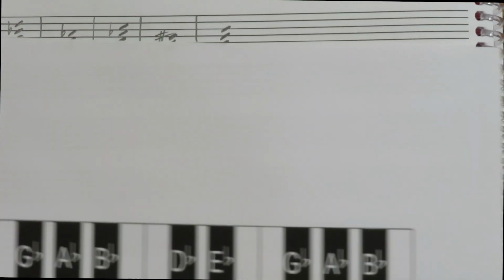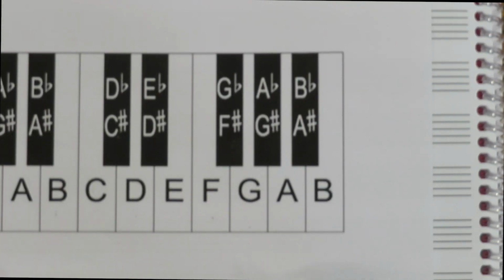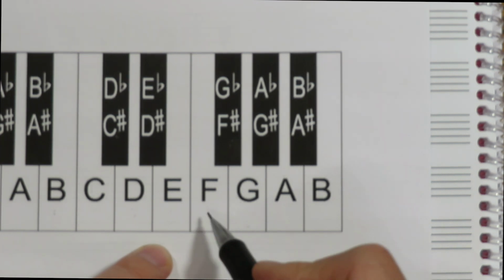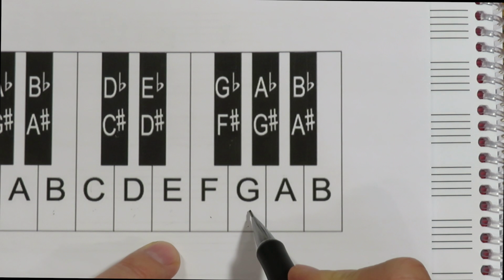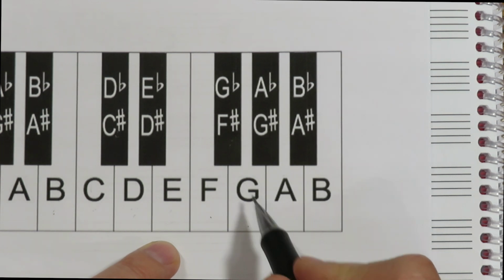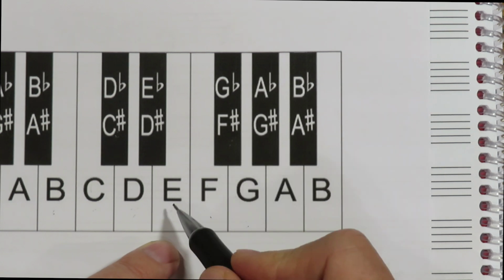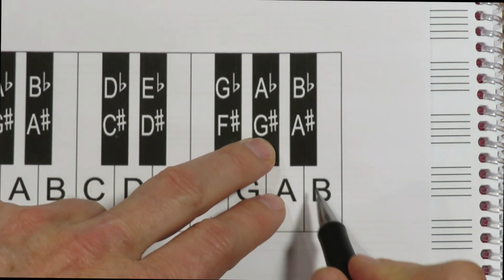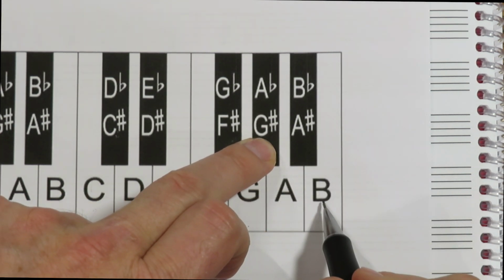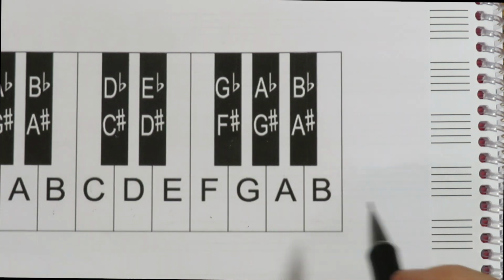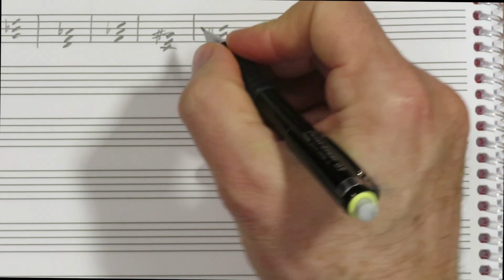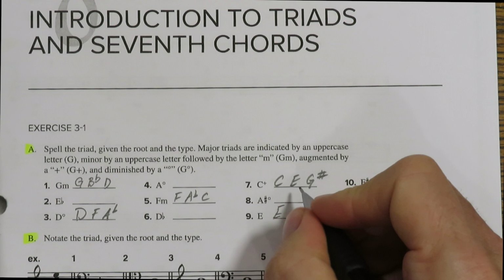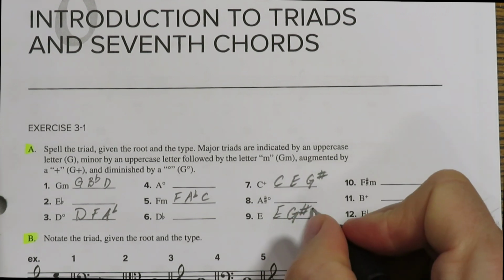Let's check. E to G. That's 1, 2, 3 half steps. So that's a minor 3rd. We need to go 2 whole steps. 1, 2. E, G sharp, right? Major 3rd to B natural, G sharp to B natural. 1, 2, 3 half steps is a minor 3rd. Major 3rd to minor 3rd. So we need a sharp here. And we got E, G sharp, B.